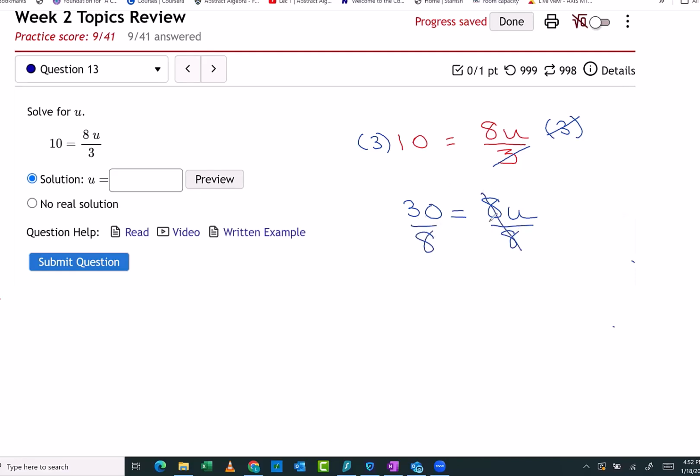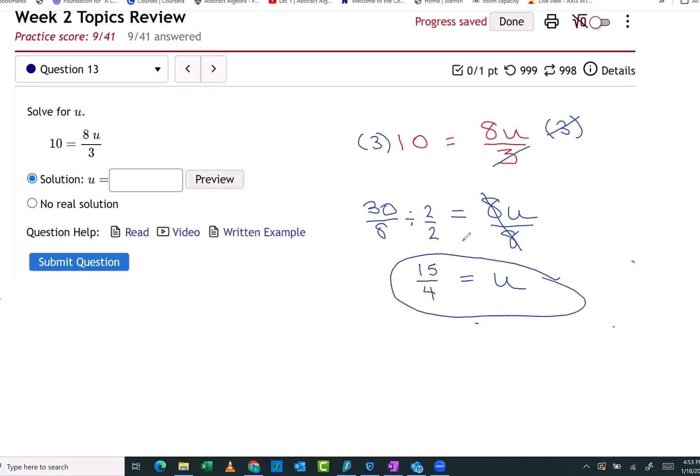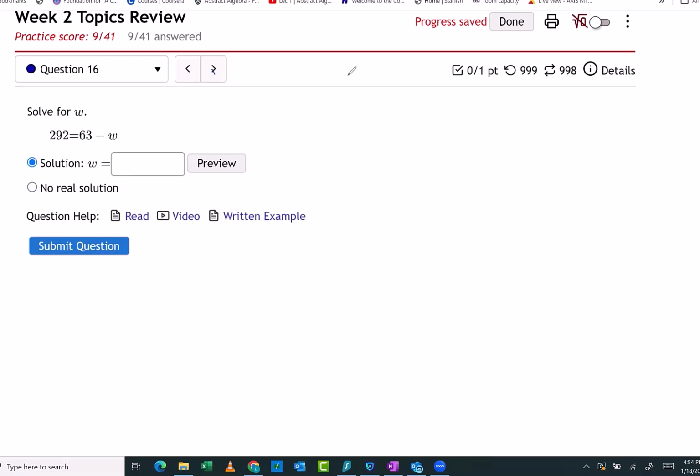8 over 8 is 1. I get u equals 30 over 8. Now I'm going to divide the numerator and the denominator by 2. And I get 30 divided by 2 is 15. 8 divided by 2 is 4. And there's no other factors in common between 15 and 4, which means my final answer is u equals 15 over 4.